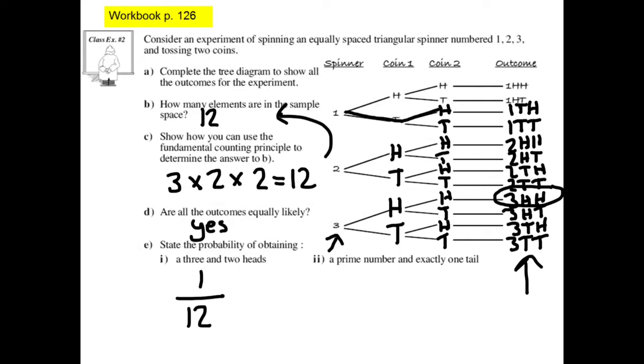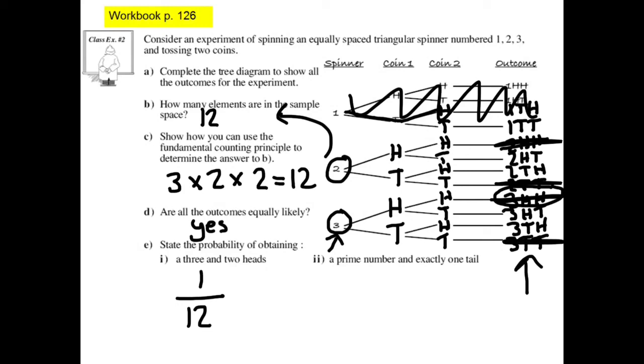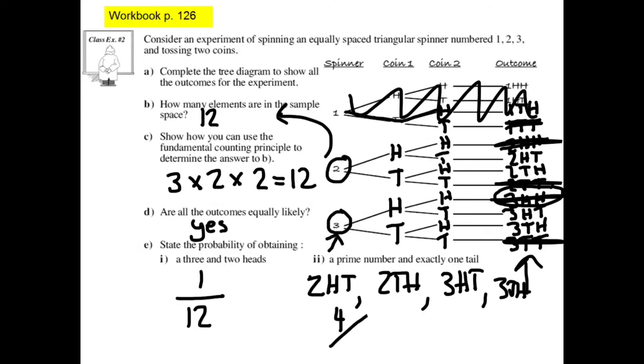On the other hand, we have a prime number and exactly 1 tail. The only prime numbers here are actually going to be 2 and 3, so you can eliminate anything in 1. We want only 1 tail, so that would eliminate this one. Okay, we'll also eliminate this one right here, as well as this one, and this one. We have basically 2 heads and tails, 2 tails and heads, 3 heads and tails, and 3 tails and heads. So you have 4 out of the possible 12 outcomes that would match that description.